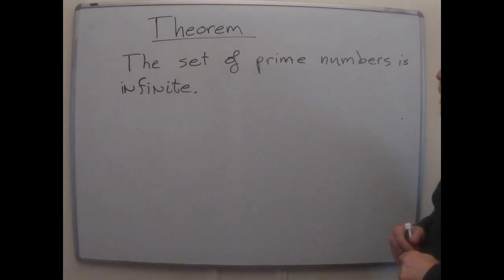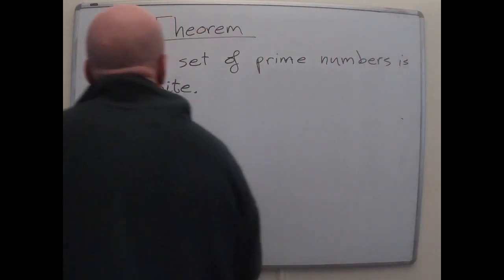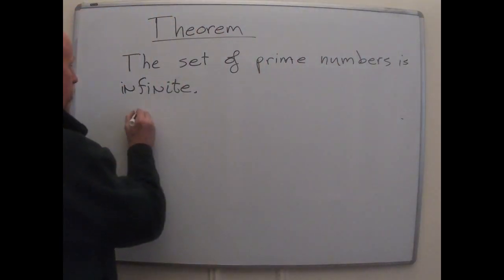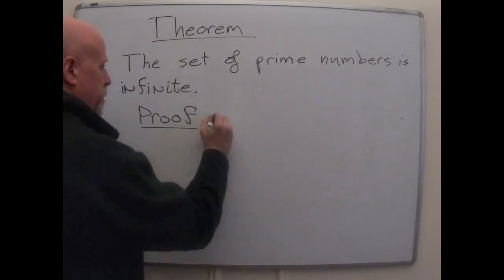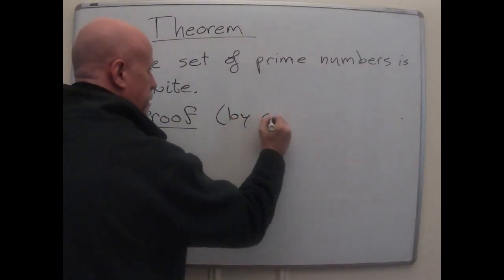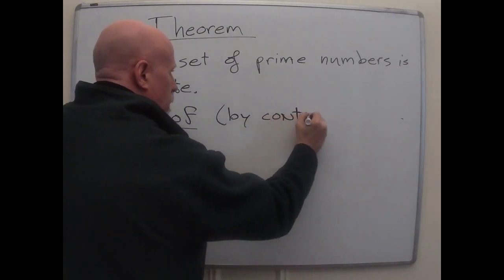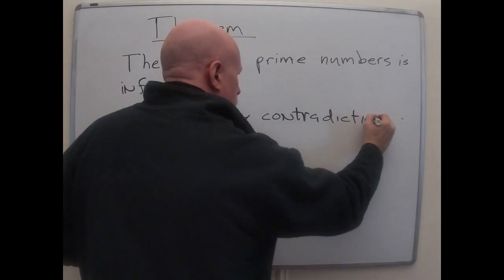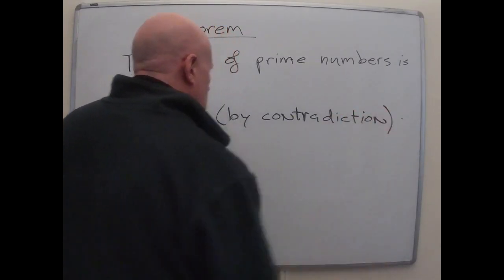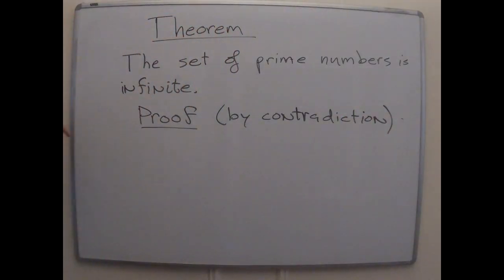Anyway, the set of prime numbers is infinite. That was something that was known way back. And how's the proof going to work? By contradiction. Well, what's the exact opposite of this? The set of prime numbers is finite instead of infinite.